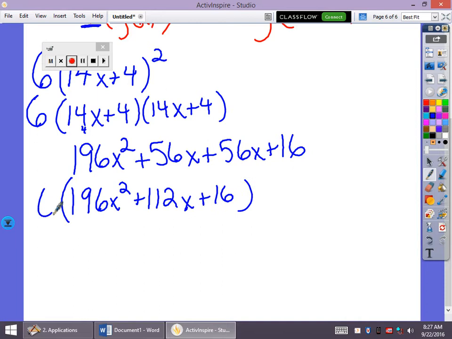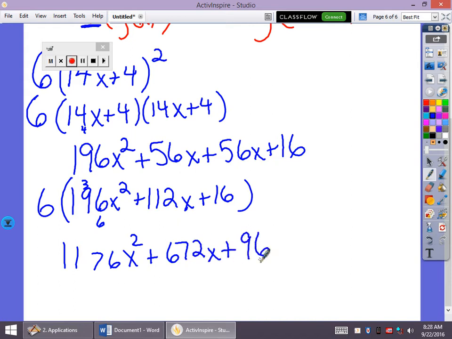Now multiply that by 6. Okay, so that's 6, carry the 3, 7, carry the 5, 1,176x squared plus 672x plus 96. That is my final answer for f of g of x.